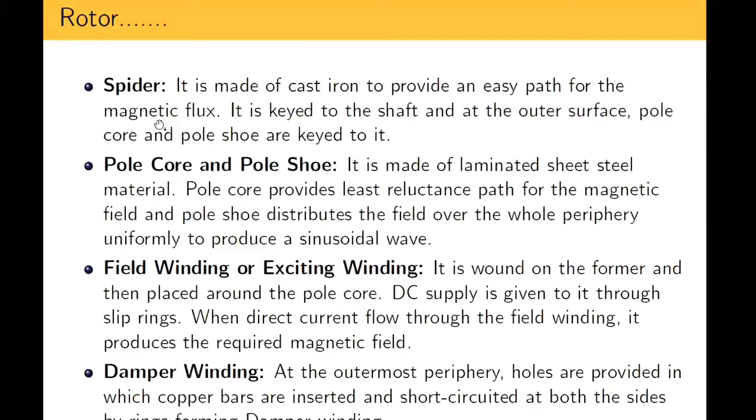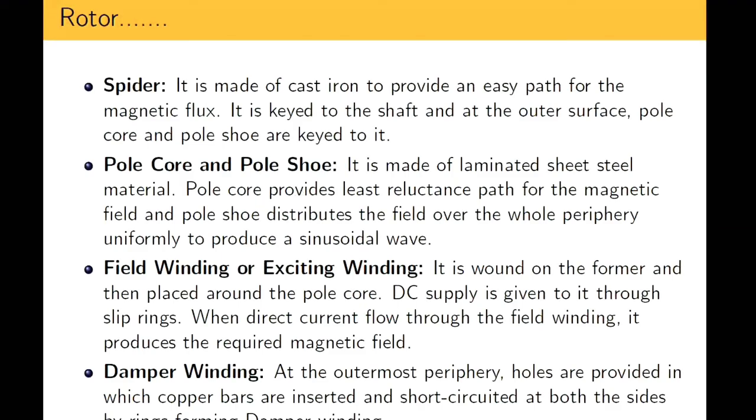Now I think we can take one more question here. What is a spider? Define the spider, or give the function of a spider, or how a spider is made. What is the function of a spider? It provides an easy path for the magnetic flux, it is made of cast iron, and it is keyed to the shaft, and at the outer surface, pole core and pole shoe are keyed to it.